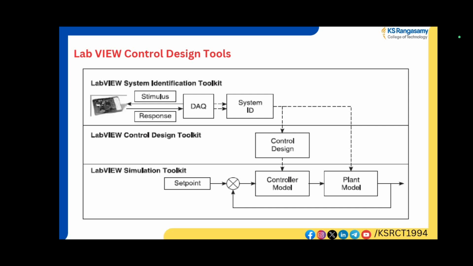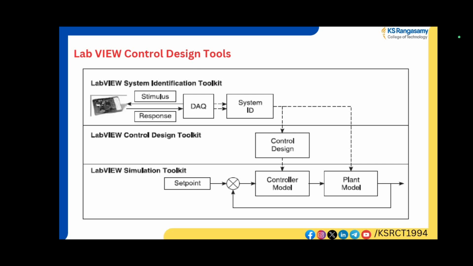So using the LabVIEW System Identification Toolkit, the design engineer will begin the control design process by creating a model of the plant. This begins with acquiring the stimulus response data from the plant using standard data acquisition hardware, and then selecting a plant structure that fits this data. From there, we'll find the right coefficients for the plant model that accurately represents the plant.